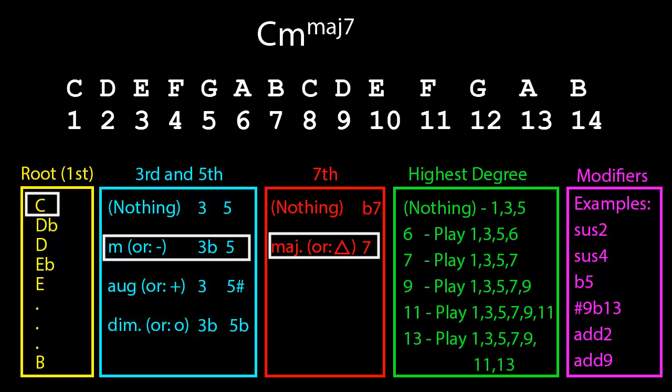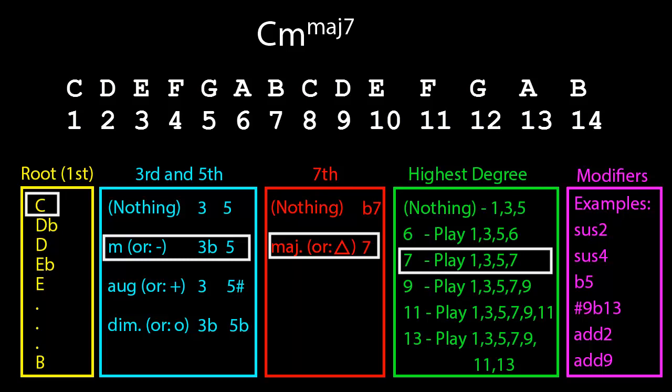Alright, so let's look at the C minor major 7th chord and use the chart to try and understand which notes we should play. It has a root of C, a minor modifier, meaning we're going to play the 3rd degree flattened and the 5th degree as is. It has a major modifier, meaning we're going to play the 7th degree as is. And it has a 7 number at the end, meaning we're going to play the 1st, 3rd, 5th, and 7th degrees. And there are no modifiers.